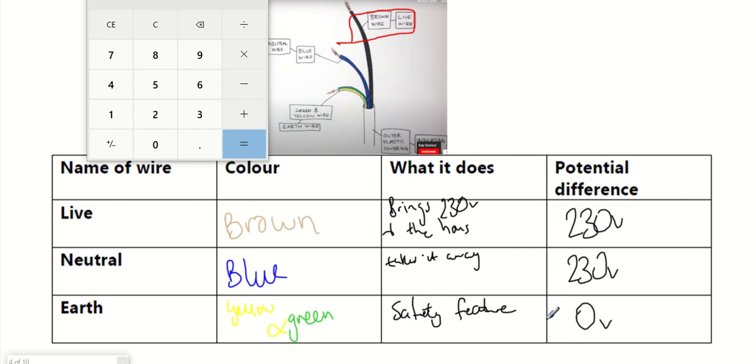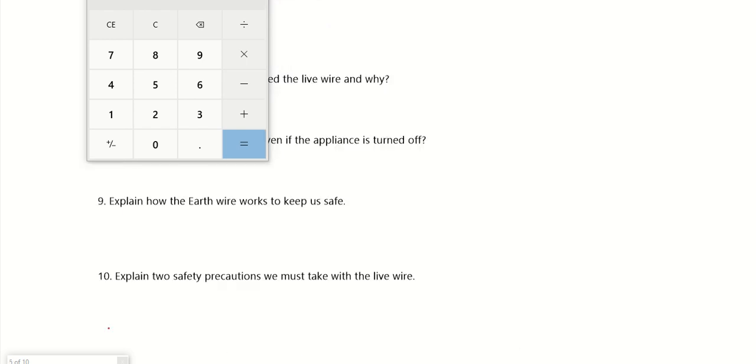Right, I've actually made a mistake here. Let's go and change that and say that actually that was 230 volts. This one is 0 volts. Okay, potential difference. This is why this one's live and it's dangerous. The 230 volts is the dangerous one. Sorry about that, made a little mistake.